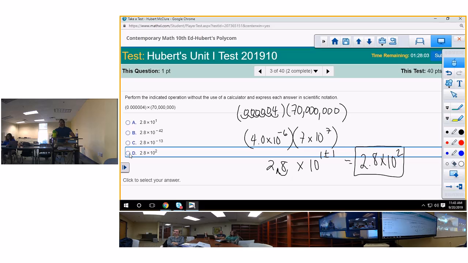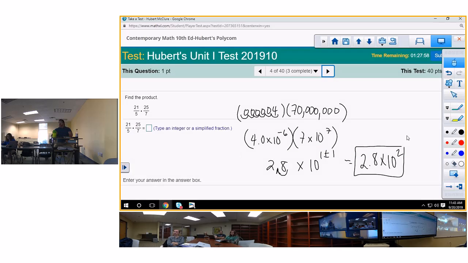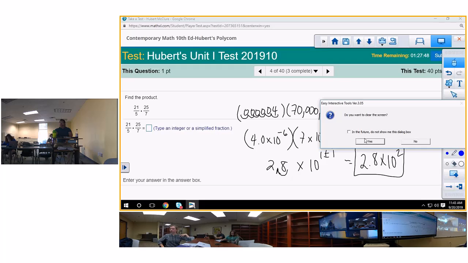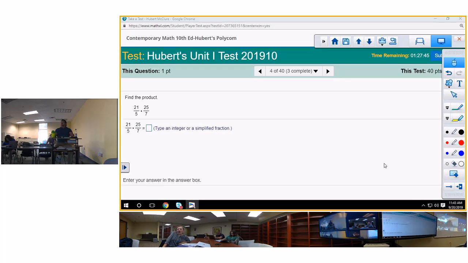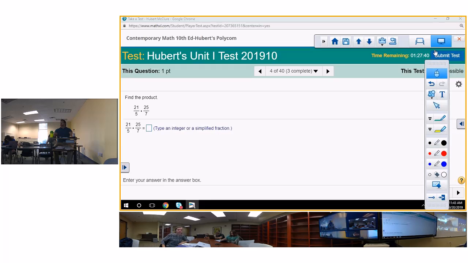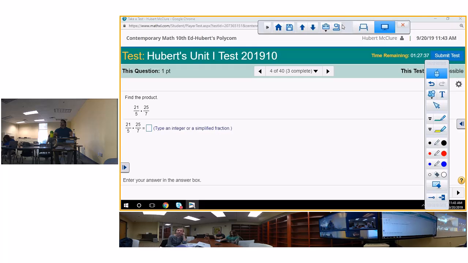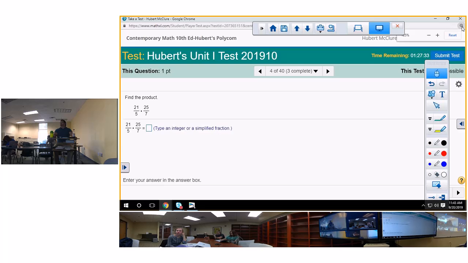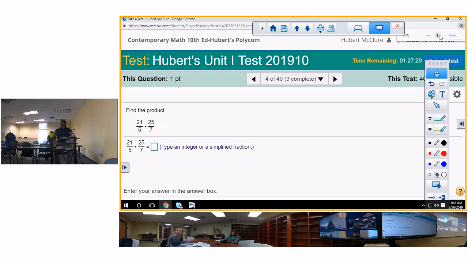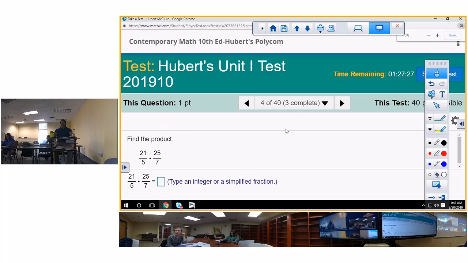Next. Okay, do that one right quick. I'm not going to write that one down. You should be able to see it. I'll read it out. 21 over 5 times 25 over 7. Let me see if I can make it bigger. I don't think I can. Zoom. Yeah, I can. There we go. Is that big enough easily? Yep.